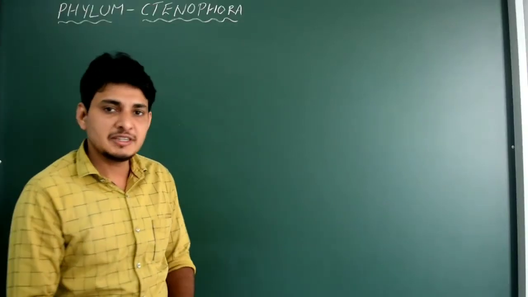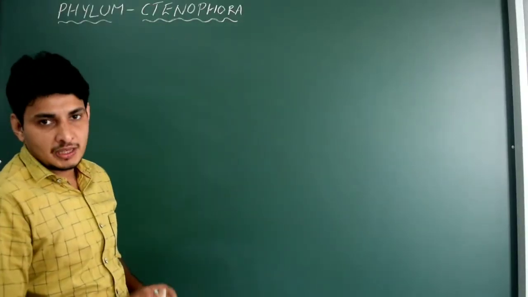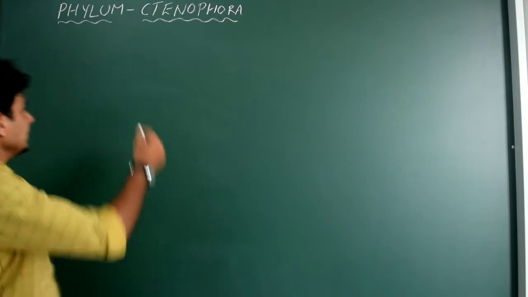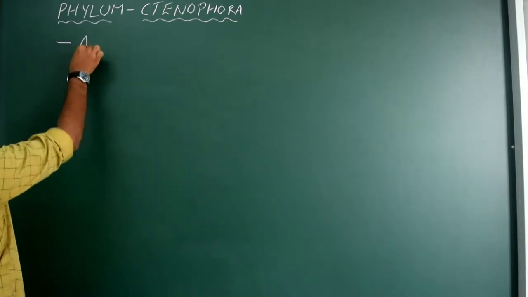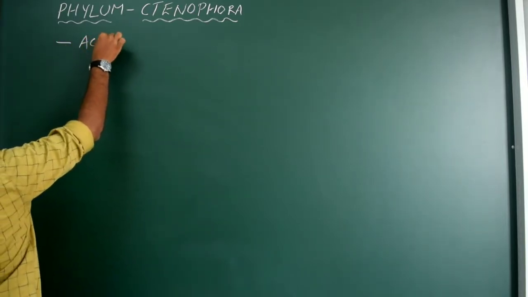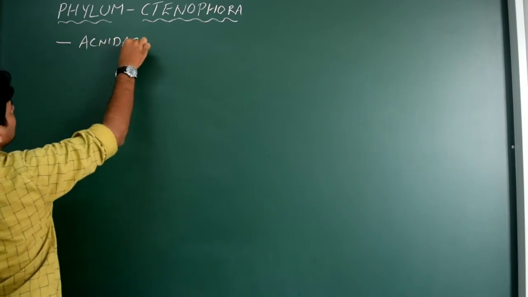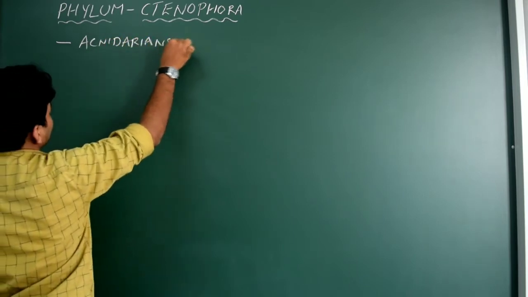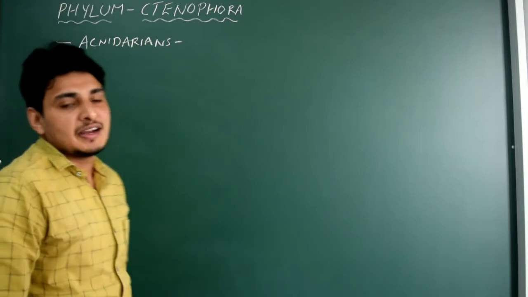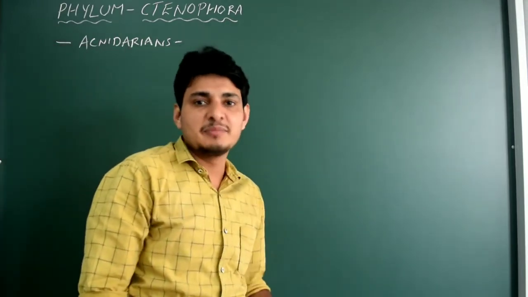Now the next phylum is Ctenophora. It is also called as Acnidarians. Why are they called Acnidarians? The reason is here the cnidoblast or nematocyst is completely absent.